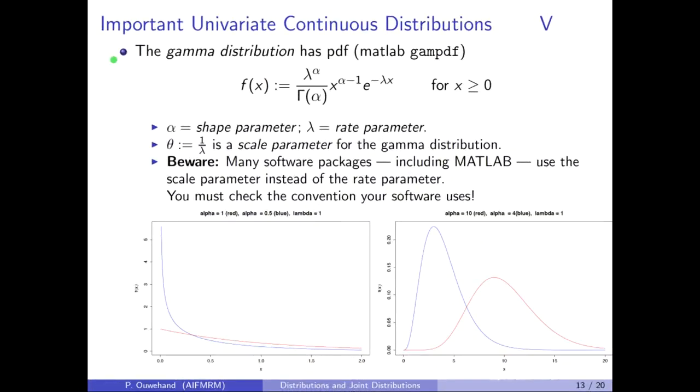The gamma distribution is then a distribution derived from the gamma function. It has the following PDF. The gamma distribution has two parameters, alpha and lambda. Alpha here is the so-called shape parameter, and lambda is the rate parameter. Now, many textbooks and software packages will instead have a so-called scale parameter. And the scale parameter is simply the inverse of the rate parameter. Here are some graphs of the PDFs of the gamma distribution for various values of alpha and lambda.